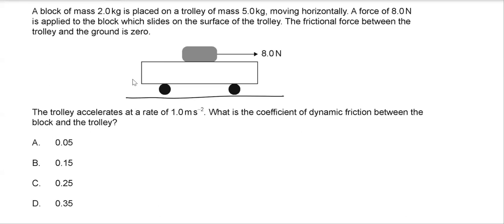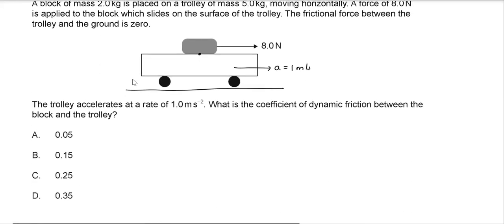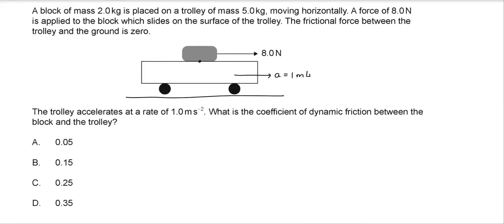The trolley is accelerating at 1 meter per second squared. What is the coefficient of friction between the block and the trolley? In this question, the first approach should always be drawing the free body diagram. If I take the block and draw the forces, the force on the right hand side is the 8 newton force.